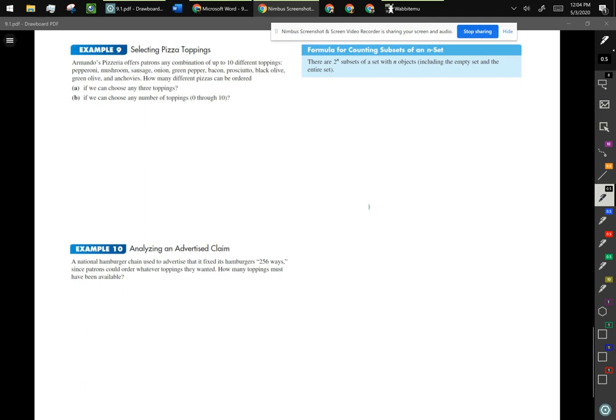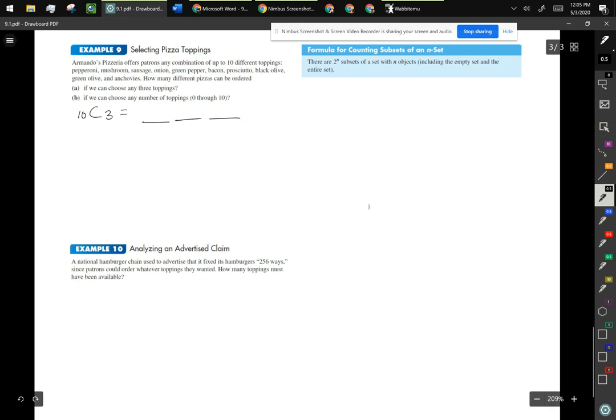So for A, if we can choose any 3 toppings, that means we have 3 spots. So this would be 10 things to choose from. It's going to be a combination because the order doesn't matter, how you put the toppings on. And 10C, we got 3 to choose from. And if we're doing this by hand without a calculator, it's pretty easy because the numbers are small. It would be 3 spots, 1, 2, 3.